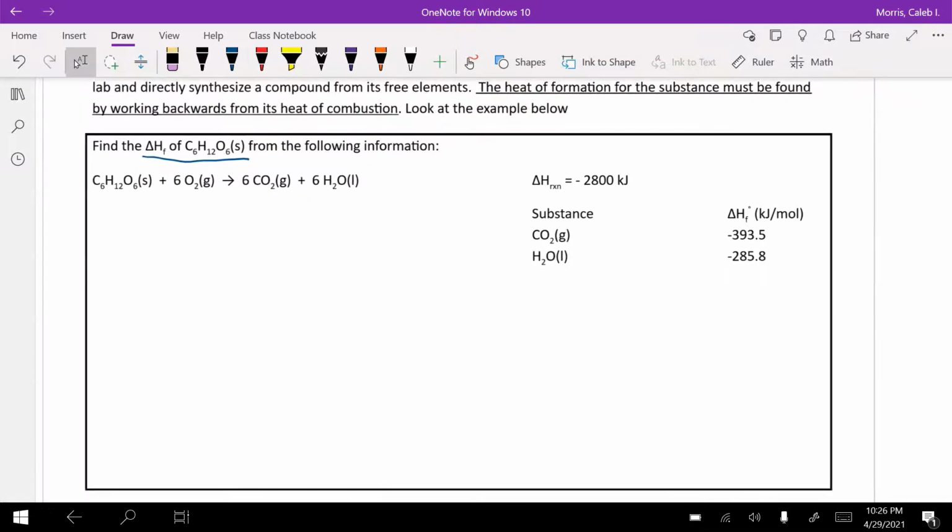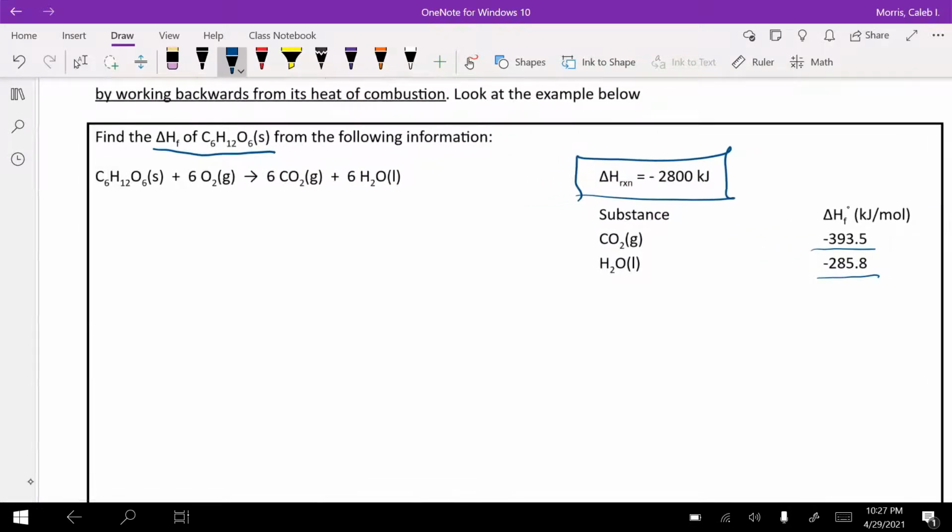And it gives us the heat of formation of carbon dioxide and water. It also gives us this value. This is the heat of reaction. So remember, heat of reaction, or enthalpy of reaction, is products minus reactants. And yeah, I know it should have the summation sign and all that, but just to give you a general idea, the enthalpy of products minus the enthalpy of reactants. All right, that's our equation.